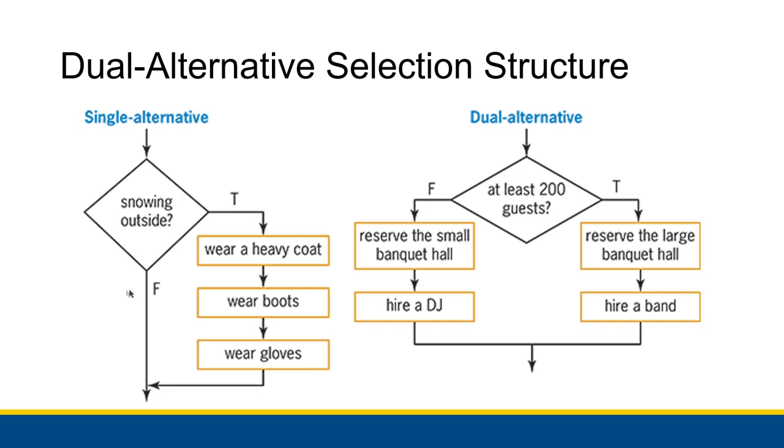Now, in single alternative, we had the false path just go directly down to the rest of the code, while the true path met up with the false path and then followed. Now, we have the true path doing its own thing and the false path doing its own thing. They both have their own statements, and then they meet in the middle and then continue on with the rest of the procedure. So that's how the flowcharts look different for dual alternative versus single.